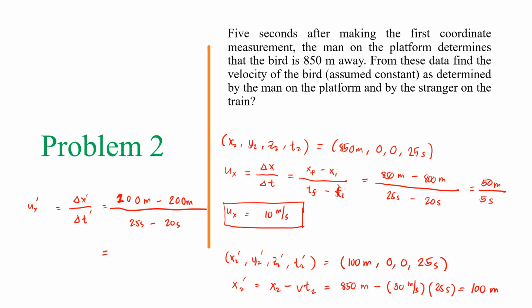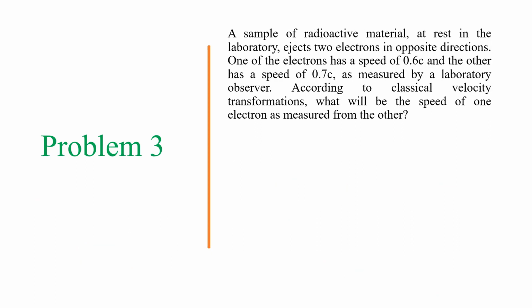So this is equivalent to negative 100 meters divided by 5 seconds. So this is equal to negative 20 meters per second. So this is the velocity of the bird as measured by the passenger on the train. So notice that the passenger on the train obtained a negative velocity while the man on the platform obtained a positive velocity.